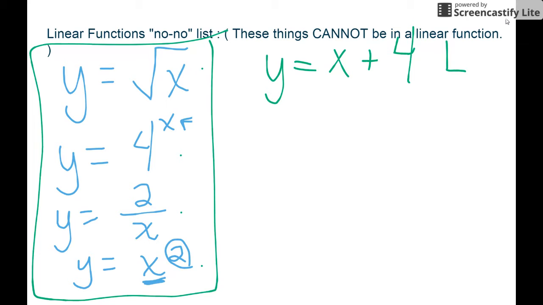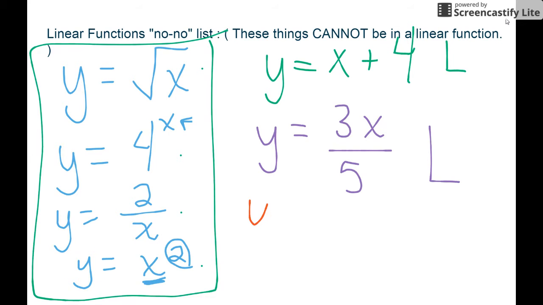Okay, what about if I have y equals 3x over 5? Well, again, it's still going to be linear. There's nothing that says anything about x being in the numerator. That's perfectly fine. So again, this one would be linear.